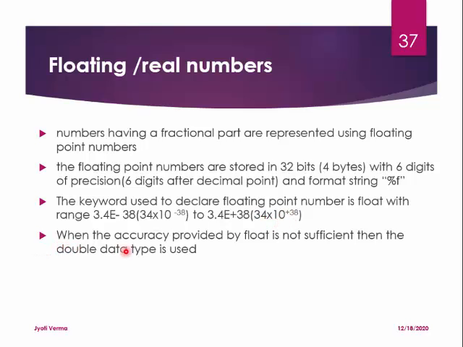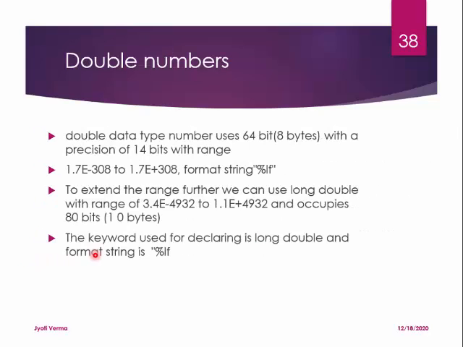When you need accuracy then you have to use floating point, but if that floating point is also not sufficient then you can go for the double data type. The range of the double data type will be greater, that means it is going to occupy how many bytes? 8 bytes. Okay, and here the precision, that is how many valid digits will remain after the decimal point? 14 digits will remain, and the range is also more as compared to the floating point numbers.